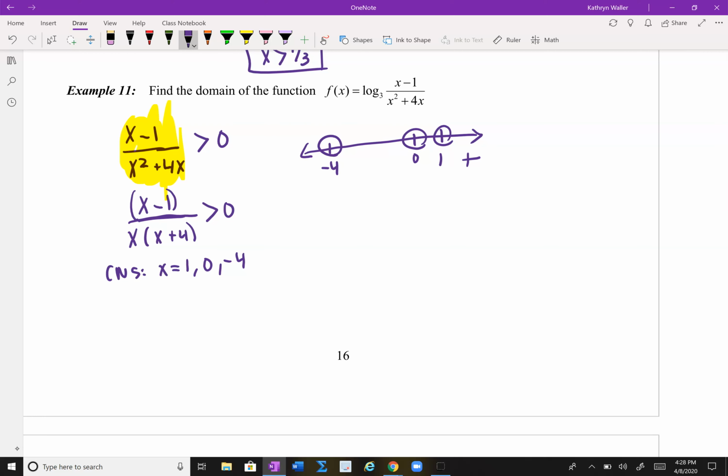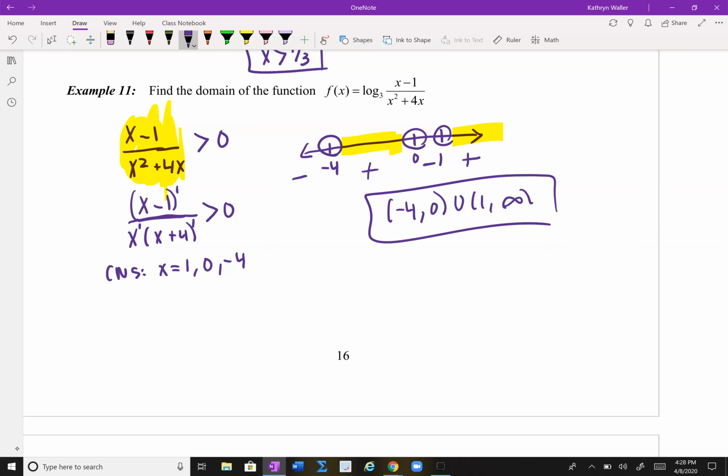Do you see this x minus 1? Exponent's a 1. This is a 1. This is a 1. Since they're all 1s, I know they're going to alternate. So it's going to be minus, plus, minus, plus. I'm looking for greater than 0, which is positive. So it's there and there. So if I write my answer in interval form, it's -4 to 0, both with parentheses. Union 1 to infinity. Looks like that.